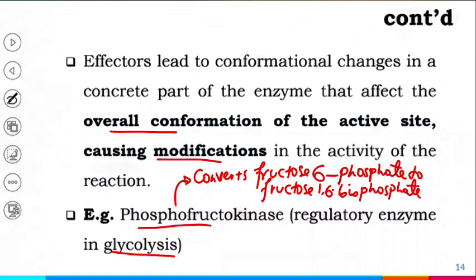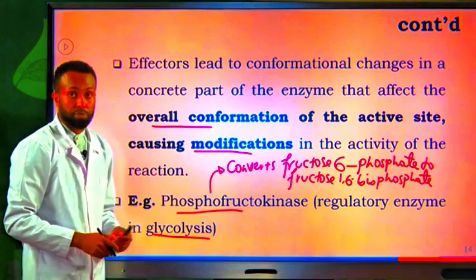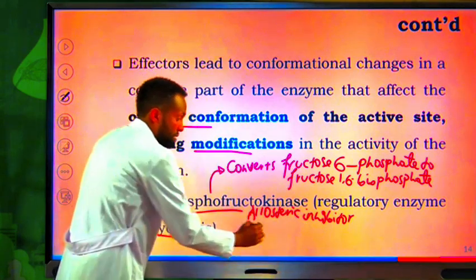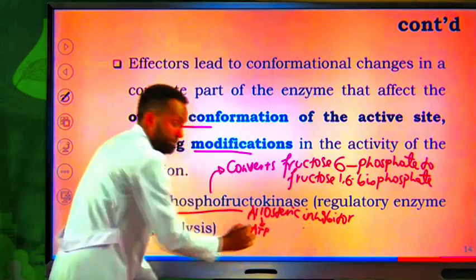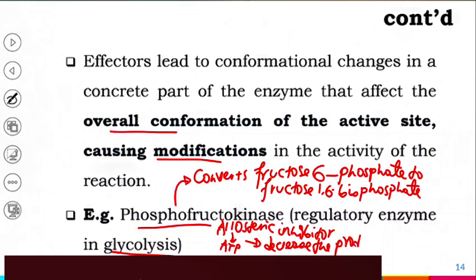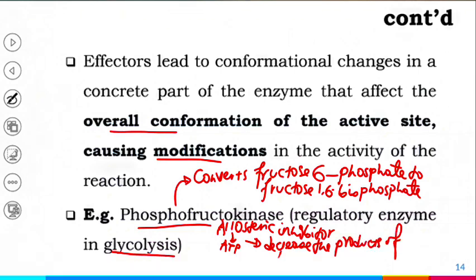So phosphofructokinase is a regulatory enzyme in glycolysis. It helps to convert fructose 6-phosphate to fructose 1,6-bisphosphate. In the case of an allosteric inhibitor, which means if the production of ATP is high, a large amount of energy is produced. As a result, these allosteric inhibitors or effectors decrease the products of phosphofructokinase.